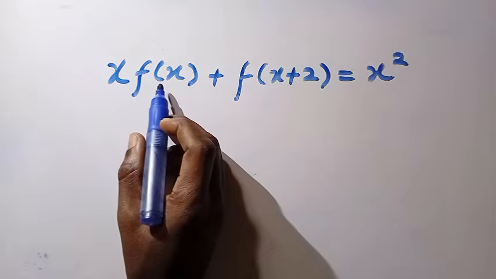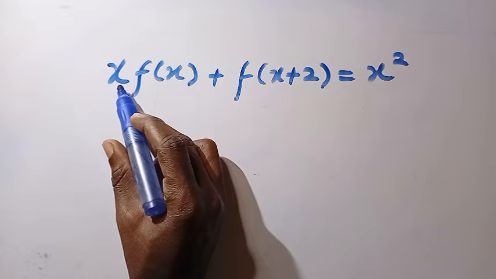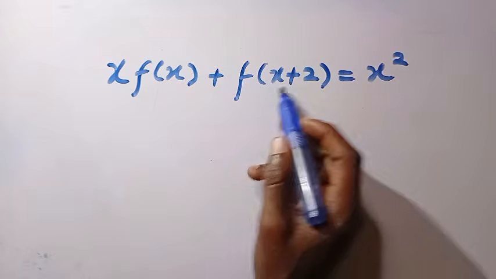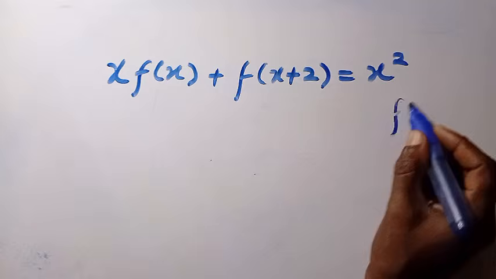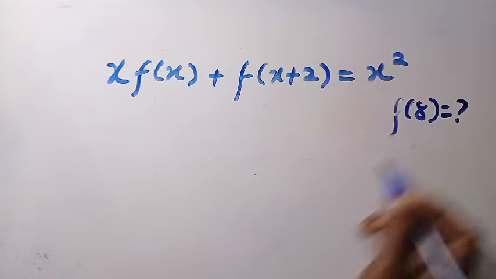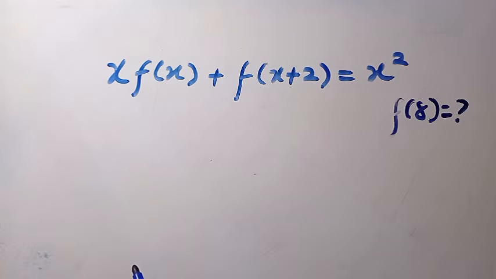We are given f(x) multiplied by x plus f(x+2) equals x squared, and we are interested in finding f(8). How can we solve this?